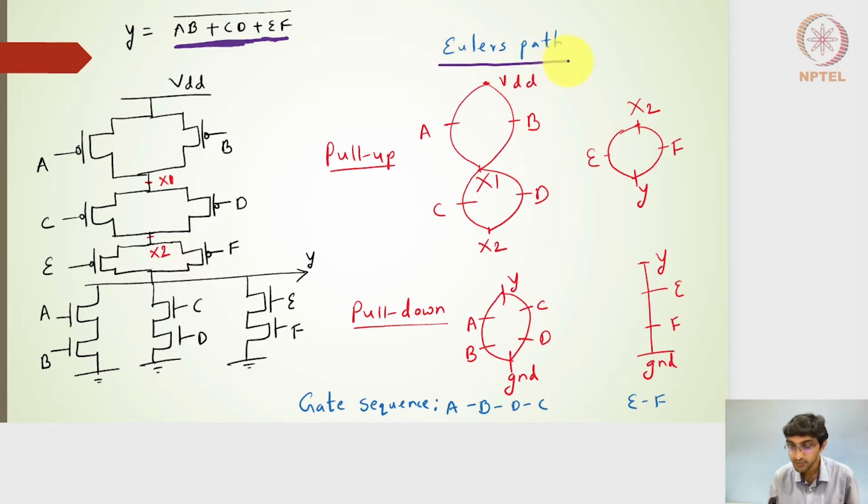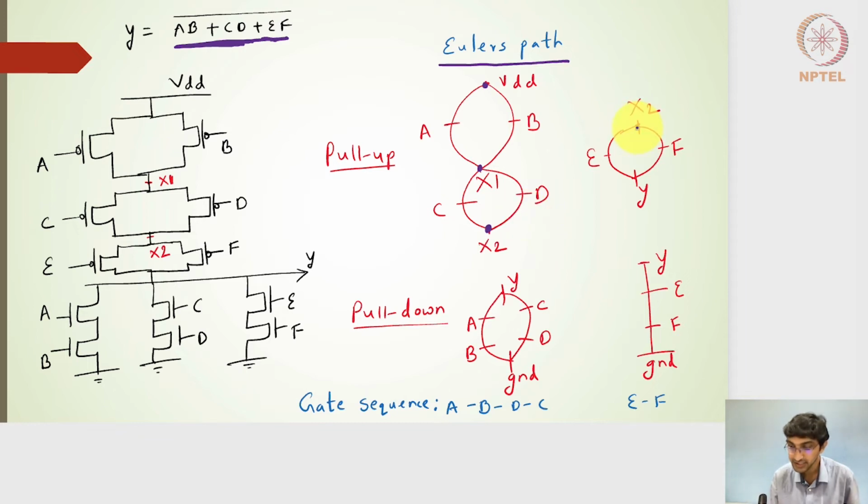If I want to use the Euler path, I will identify all the nodes on the pull-up side and then the pull-down side, and try to traverse the nodes, visiting each polysilicon gate only once. So I have identified the nodes VDD, X1, and X2, and I'm trying to form a path. Here the path can be A from VDD, B to X1, then D to X2, and then C to X1. I cannot have X2 going to Y without traversing a polysilicon gate more than once, and that's why I have separated it out.